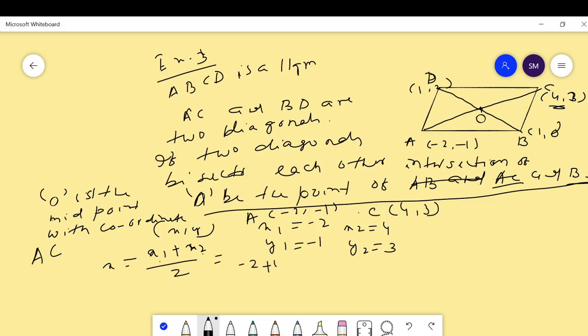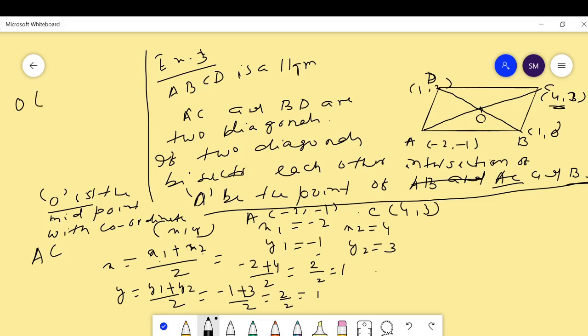Here x is equal to (x1 plus x2) by 2, minus 2 plus 4 upon 2, which is equal to 2 upon 2, 1. Then y is equal to (y1 plus y2) upon 2, minus 1 plus 3 upon 2, which is 2 upon 2, 1. Then O, the midpoint, has coordinate 1 and 1. If 1 and 1 is also the midpoint of BD, then we say that these are the vertices of a parallelogram.